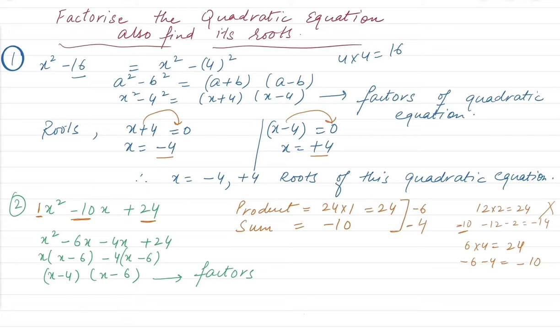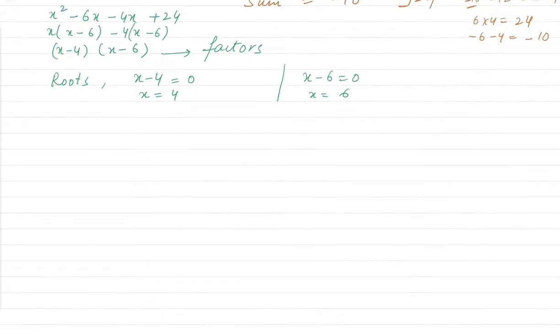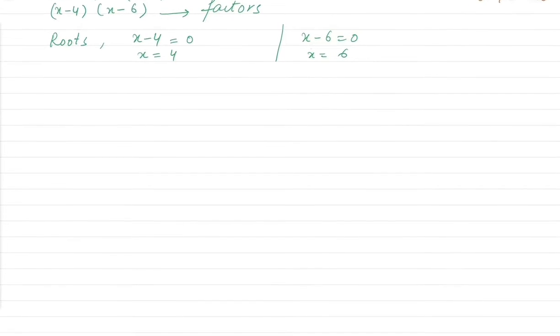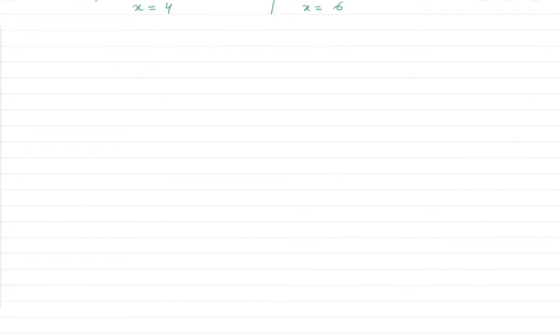Now we need to find the roots. For finding the roots, we need to equate these factors to 0. x minus 4 equals 0, and on the other side we equate x minus 6 equals 0. So this gives us x equals 4 and x equals 6. Therefore x equals 4 and 6 are the roots of this quadratic equation.